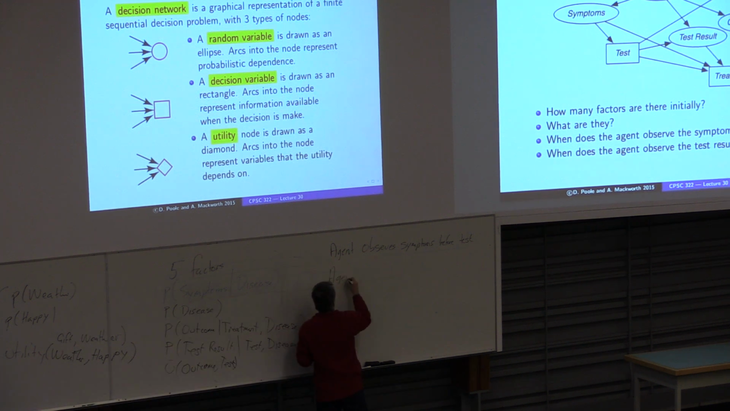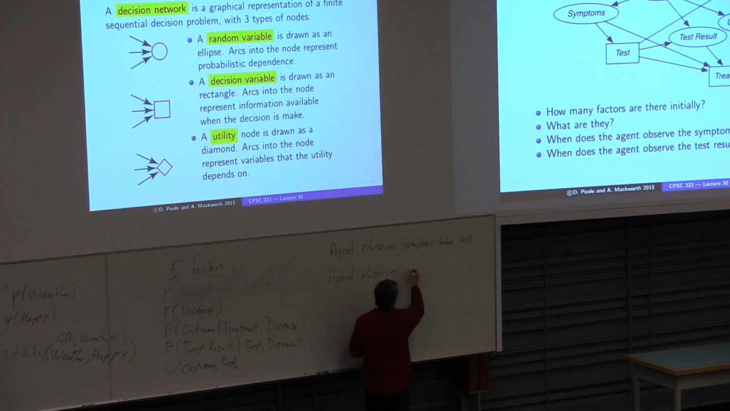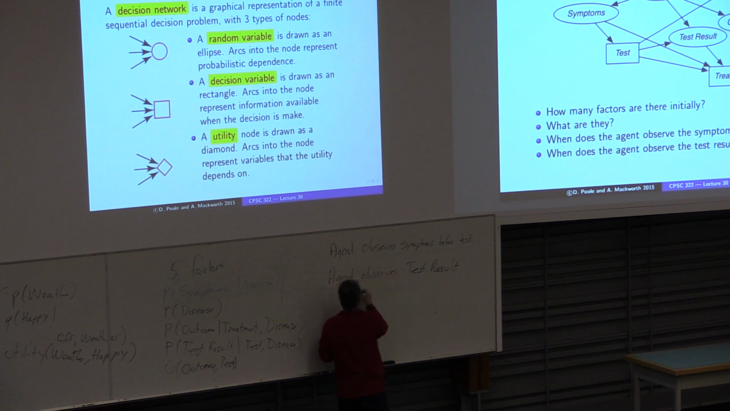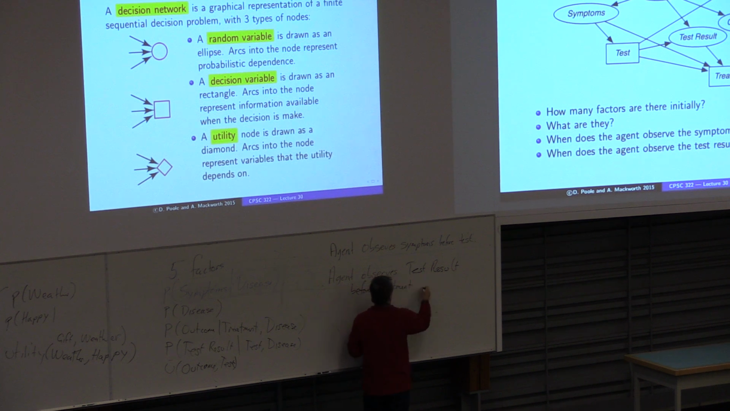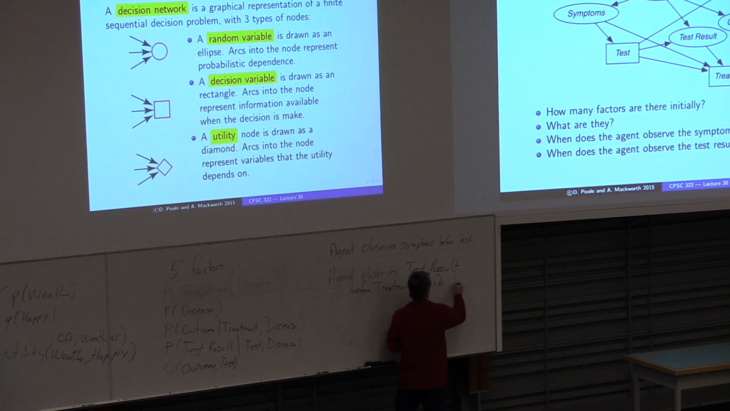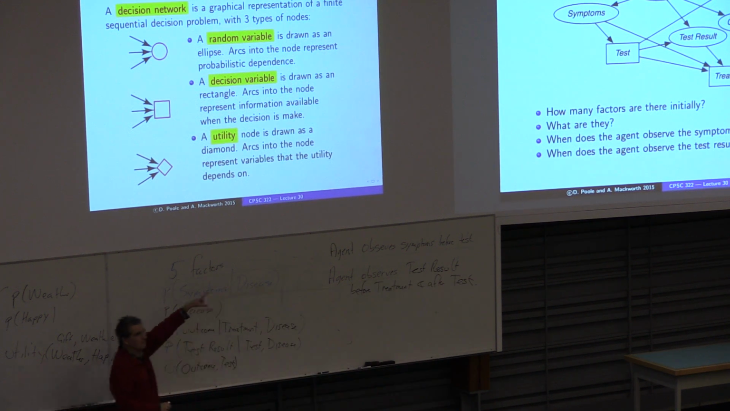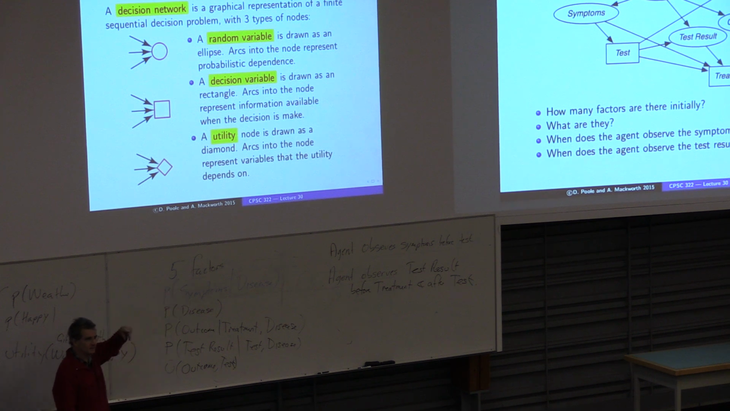So the agent observes the test results before the treatment and after the test. You can tell it's after the test because it's not a parent of test. Right? And we don't have cycles in this thing. We don't get to see things that happen in the future. Does that make sense? Questions?